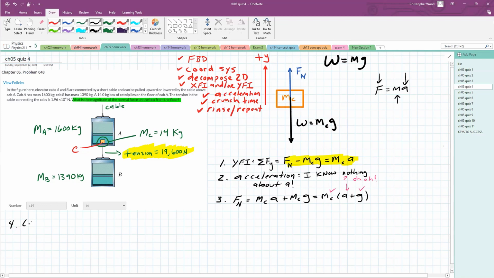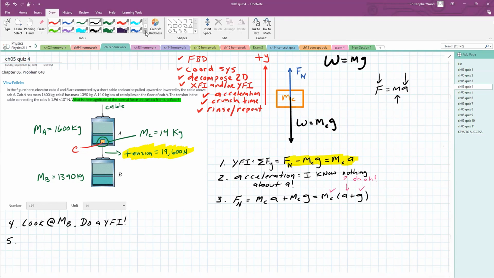Let's look at MB, which is the bottom elevator cab, M subscript B. Let's do a Y-force inventory. All right, so number 5. Well, let's do free body. I need a free body diagram. That's job number 1.